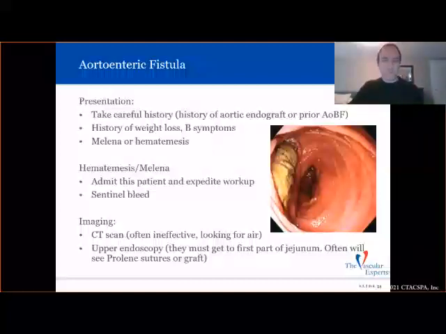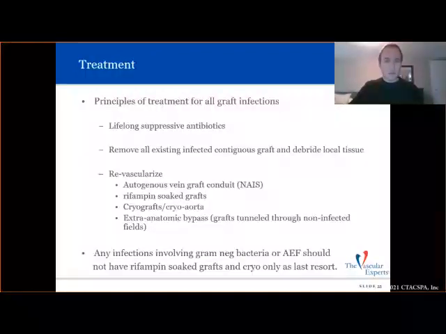So that's the most feared consequence, that the vascular graft erodes into the bowel and then bleeds, so they can have massive aortic fistulas with bleeding that need to be controlled. And here are some of the surgeries that you'll see to do that. Obviously they're going to need medical treatment, antibiotics, but you have to excise and revascularize.